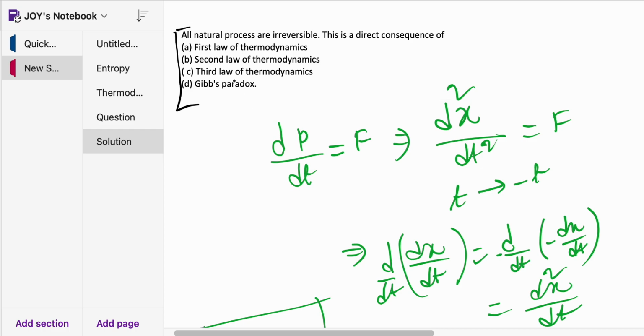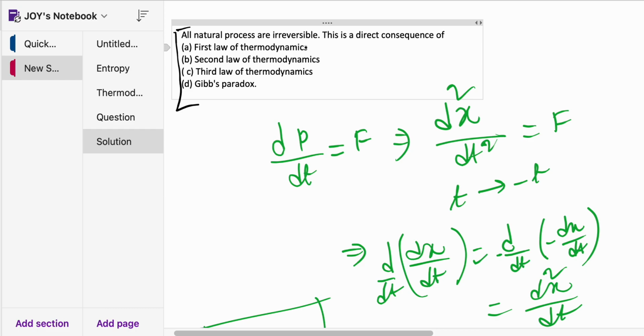Now in the question it is asked that all natural processes are irreversible. This is a direct consequence of which law? What does the first law of thermodynamics say? It says energy equivalence principle: you can't destroy energy, and you can't create energy out of nothing. So the first law doesn't tell us about irreversibility. The second law can tell us something about irreversibility, because the second law says that in every process the entropy is increasing, right?